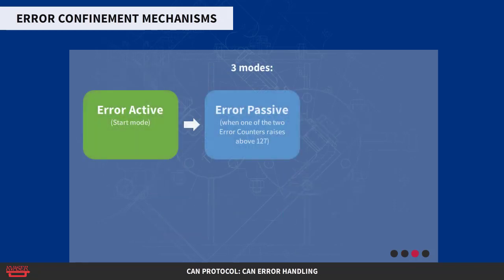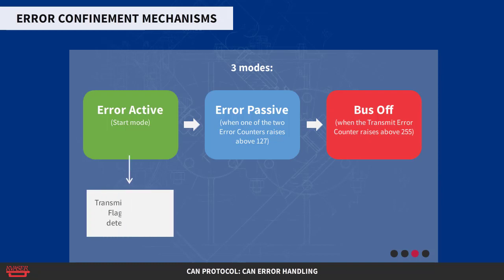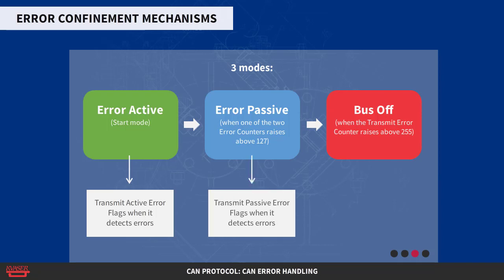A node starts out in error active mode. When any one of the 2 error counters raises above 127, the node will enter a state known as error passive, and when the transmit error counter raises above 255, the node will enter the bus off state. An error active node will transmit active error flags when it detects errors. An error passive node will transmit error passive flags when it detects errors. A node which is bus off will not transmit anything on the bus at all.